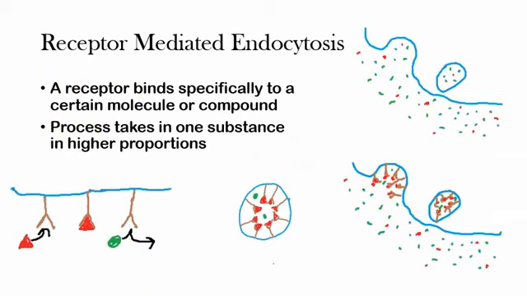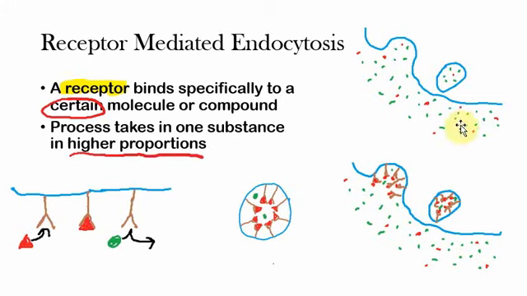Now, the last thing we're going to talk about is what's called receptor-mediated endocytosis. This is a little bit more complicated, and it's got a little more of a mechanism behind it, but it's really not too bad. It's very similar to pinocytosis, but the difference is that a receptor, which is where it gets receptor in the name, binds specifically to a certain molecular compound. So it'll only be applying to one. A certain molecule is taken in more concentration, in higher proportions. That's what it says here: this takes in one substance in higher proportions.